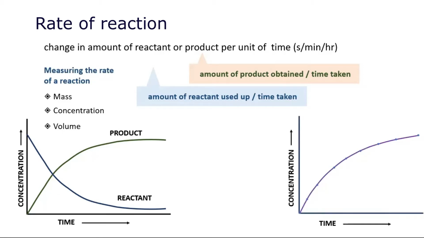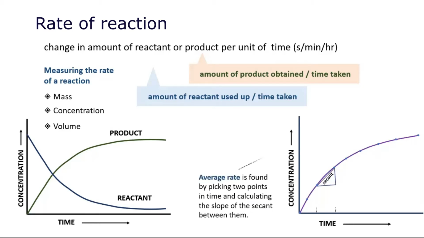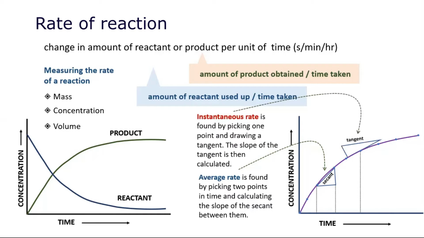This can be done by plotting a graph of concentration against time. If we want to calculate the average rate of the reaction, we need to pick 2 points in time and calculate the slope of the secant between them. For instantaneous rate, however, we need to draw a tangent on the point and calculate the slope of the tangent. We can compare two or more reactions by measuring their rate.